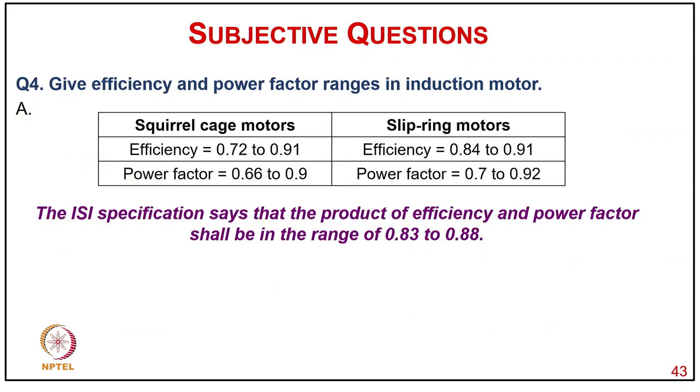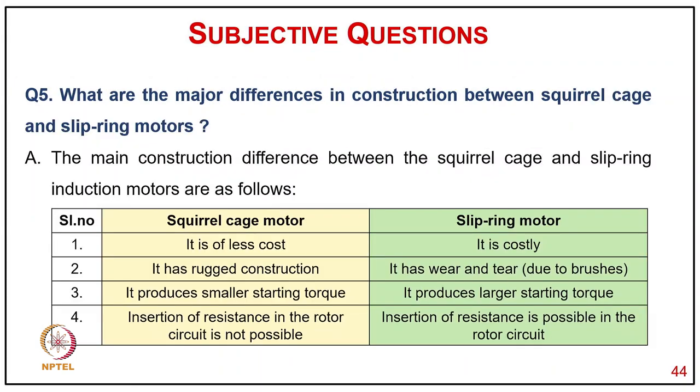Give the efficiency and power factor of induction motors of different ratings. The squirrel cage efficiency of medium rating motors is 72% to 91%, and power factor 0.66 to 0.9, and slip ring induction motor efficiency is from 84 to 91%, power factor 0.7 to 0.92. So this ISI specification says the product efficiency and power factor should be in the range of 0.83 to 0.88 for the medium power rating. Now coming to question 5, what are the major differences in construction between squirrel cage and slip ring motor?